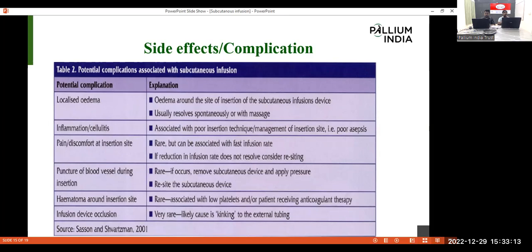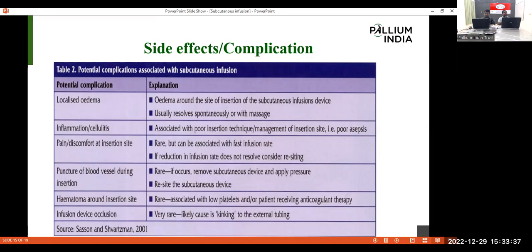Then hematoma around the insertion site. This is also very rare, but in some cases, if the patient already has a low platelet level, or is getting anticoagulant therapy or any medication, it will cause a hematoma around the insertion site. So we need to address that.